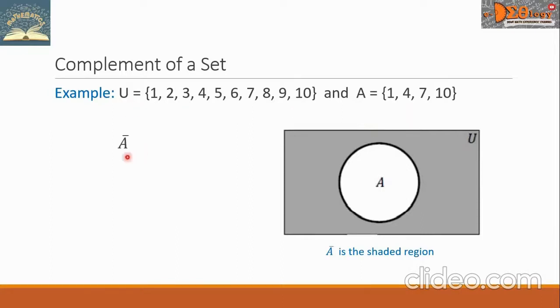If we write now the A complement, we're going to write all the elements of the universal set that do not belong to the set A. So the elements are 2, 3, 5, 6, 8, and 9. This is the final answer.